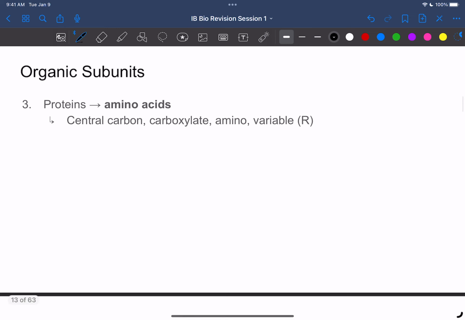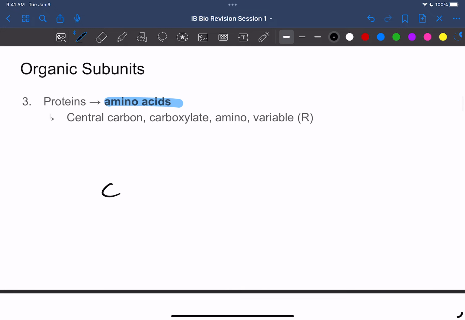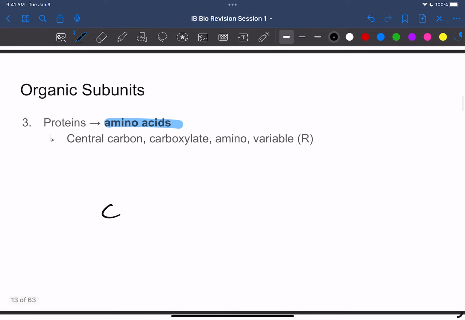Okay, the third one is proteins. So the monomer for proteins is amino acids. One thing you're going to have to know is how to draw a generic amino acid. The first thing they have is a central carbon. So this is our little central carbon. And then they have a carboxylate group, or carboxyl, and that's going to look like this, COOH.